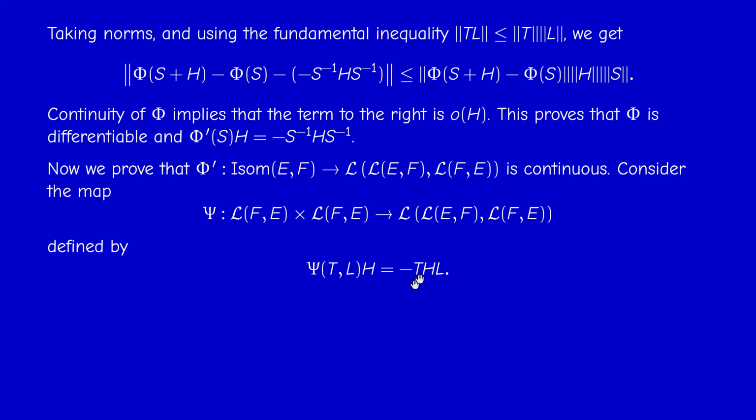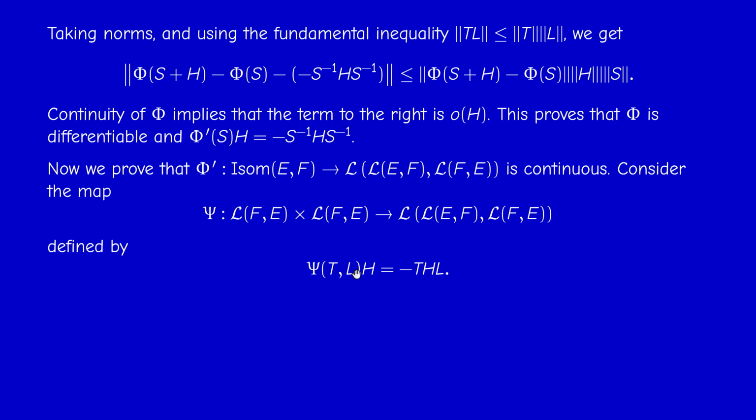So here you can go to the diagram. First, L takes me from F to E, and H takes me from E to F, and T takes me back to F. So this is really a map from F to E, as in the previous diagram. So this is the action of psi t l on h.